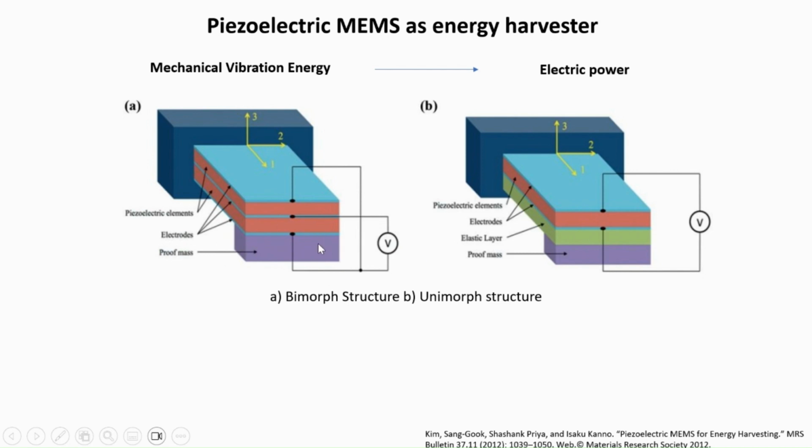What is the use of the proof mass? The frequency is equal to 1 by 2 pi root of k by m. As the mass increases, the frequency decreases. When you're using these MEMS structures at the micro scale, the frequency of the structures will be pretty high. Frequency is inversely proportional to mass, so you put a proof mass. By increasing the mass, you reduce the frequency to a lower level.